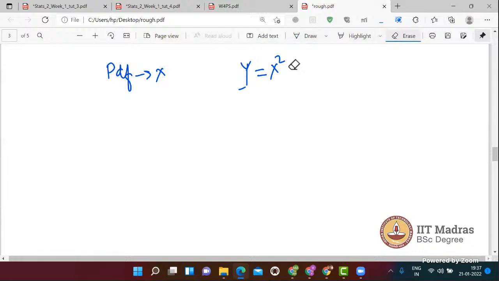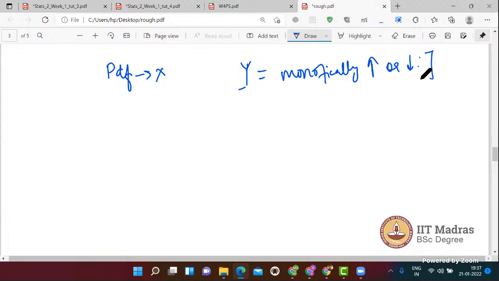So why they have defined some function that is monotonically increasing or decreasing. Monotonic function. So, and now they have told you to find the PDF of y. So you have been given x, but you have been told to find the PDF of y.